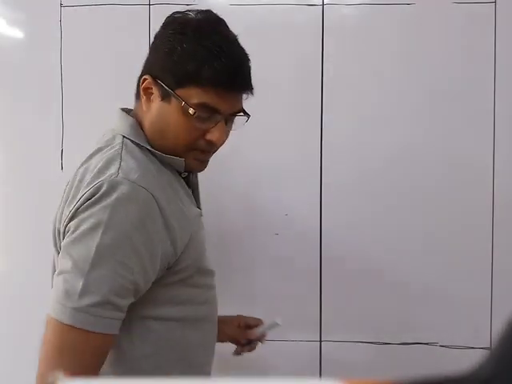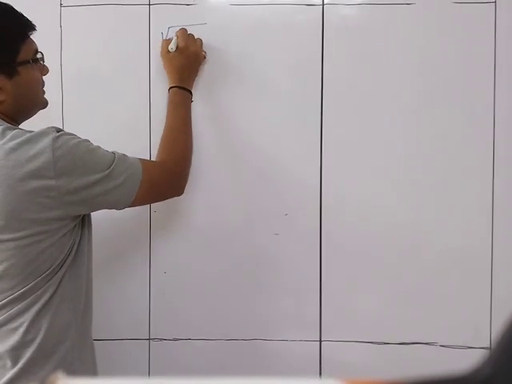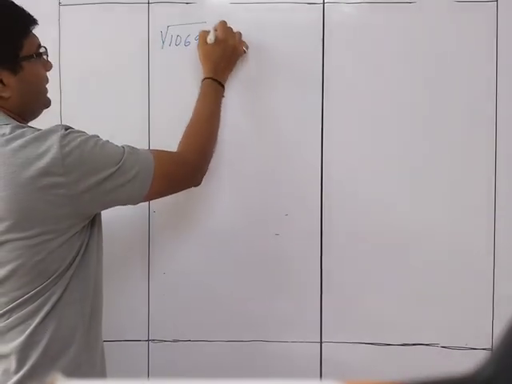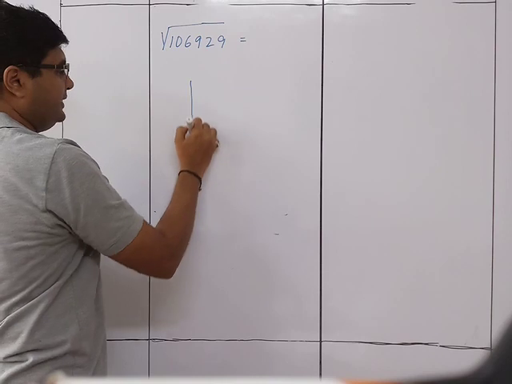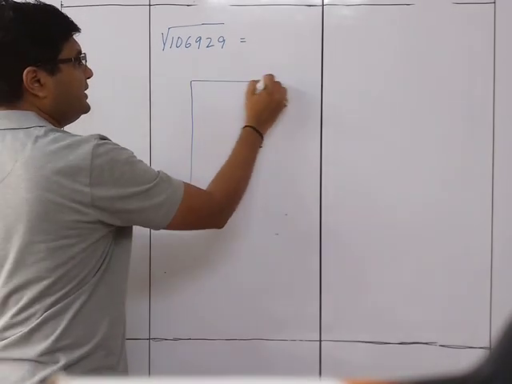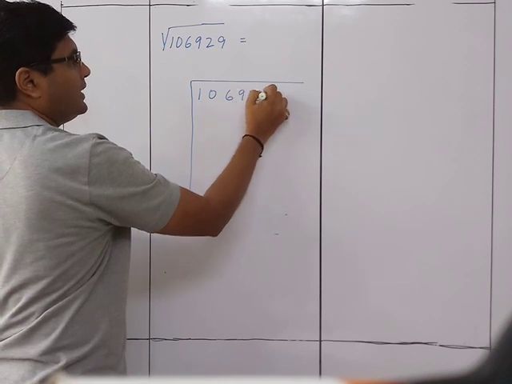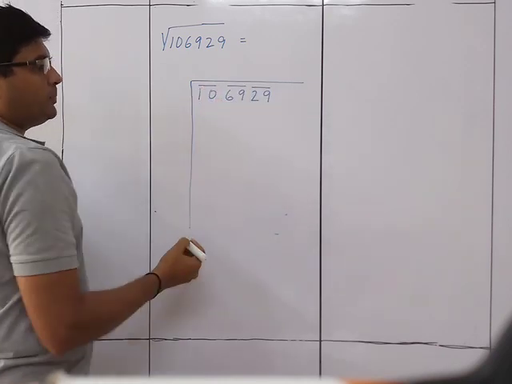Okay, we'll take one more example. Let the example be root of 106,929. I want to find out the square root of this. As I said, I will first write the number 106,929. I'll make pairs over here. So these are my required pairs.